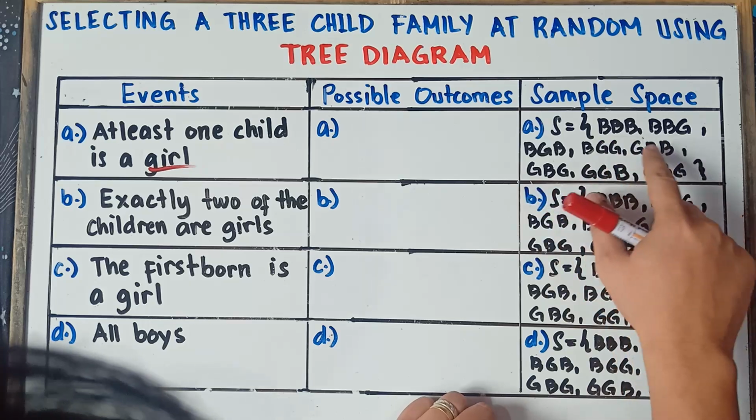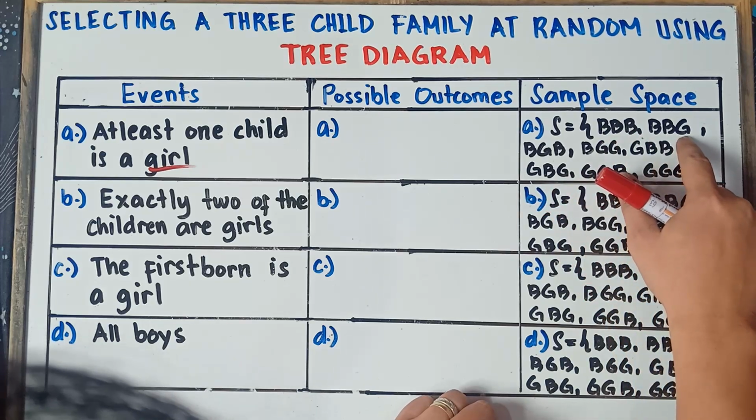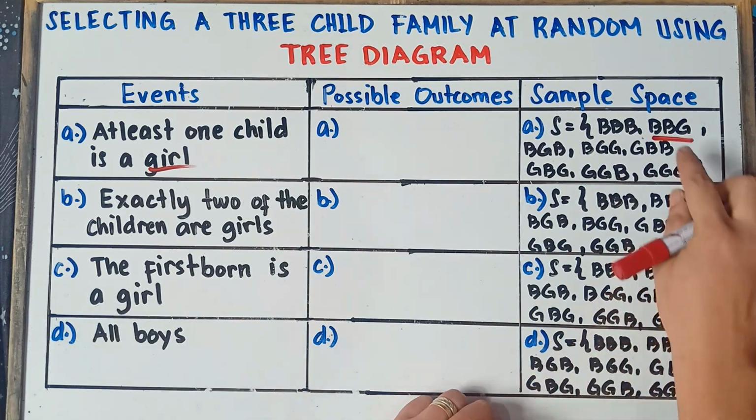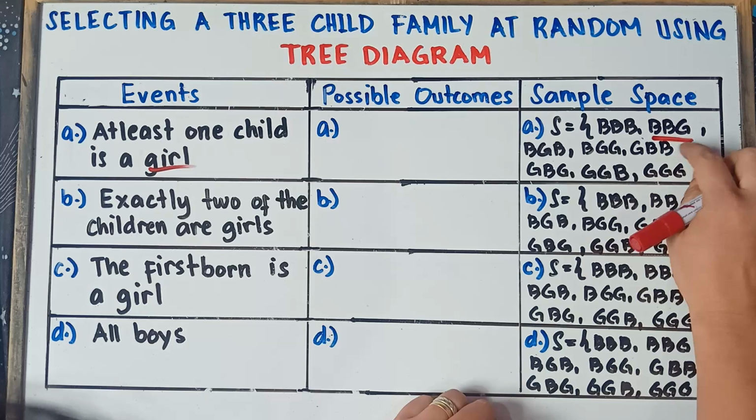So check our sample space. So we have girl here. Once again, class, at least 1 child is a girl. So we can accept this one. We have boy, boy, and then girl. So we have 1 girl.